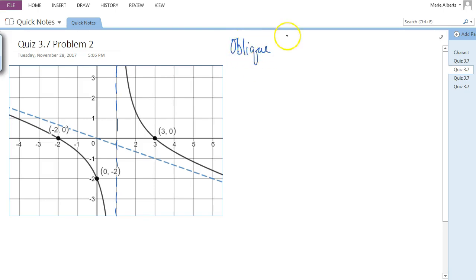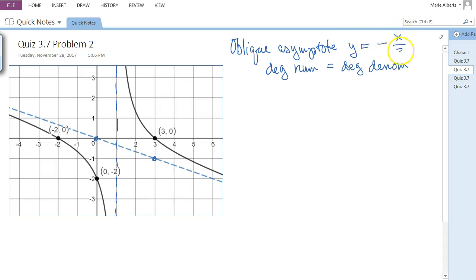Oblique asymptote. And the fact that we have the oblique asymptote says that the degree of the numerator is one more than the degree of the denominator. Okay, and while we're at it, let's consider the equation of that oblique asymptote. It has a y-intercept of 0 and a slope of negative 1/3, so we can write its equation here. y is equal to negative x over 3.